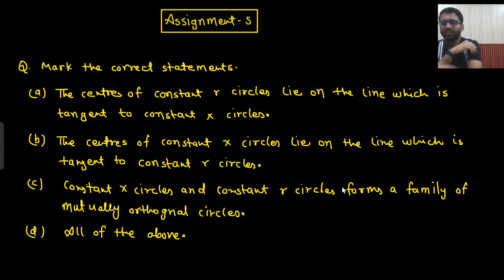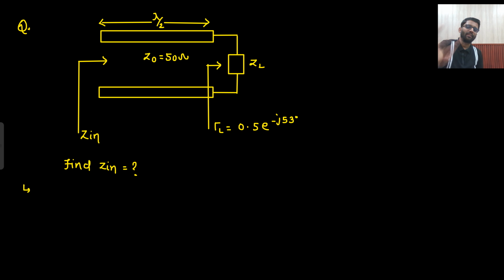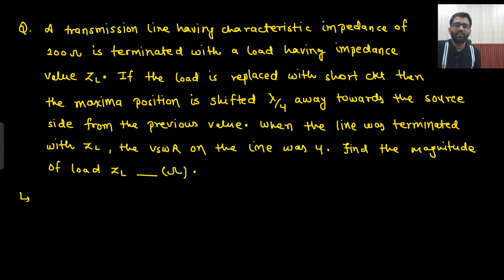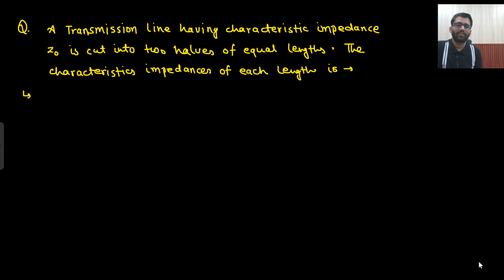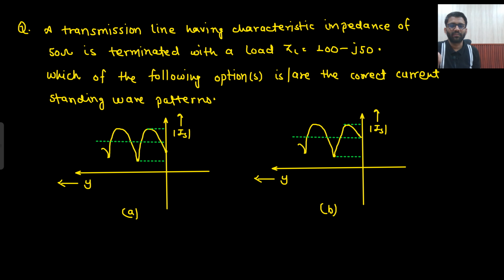So first I will show the questions. This is the first one. Second, this is the third one. When we were studying scattering parameters, I told you that I will deal with this question in the assignment. So we need to find the scattering parameters of an ideal transformer. And then this is the question you need to find. And then this question, then this one you can read. This is a very easy one, this is not tough.